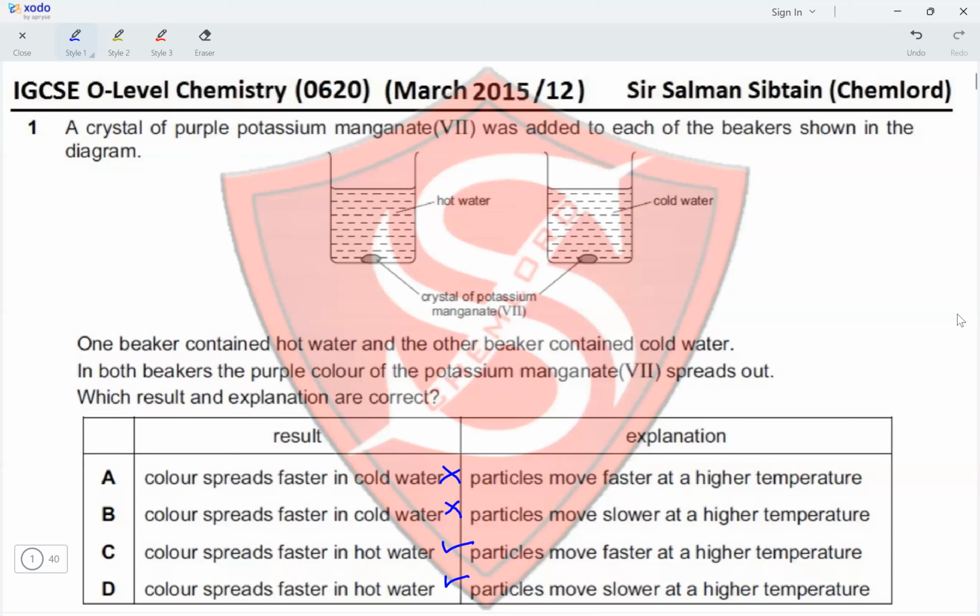Explanation C says particles move faster at a higher temperature, which is correct because temperature is directly proportional to the kinetic energy possessed by the molecules. The greater the temperature, the greater the kinetic energy, hence the greater the movement. And option D says particles move slower at higher temperature. This eliminates option D and makes option C the correct option for this question.